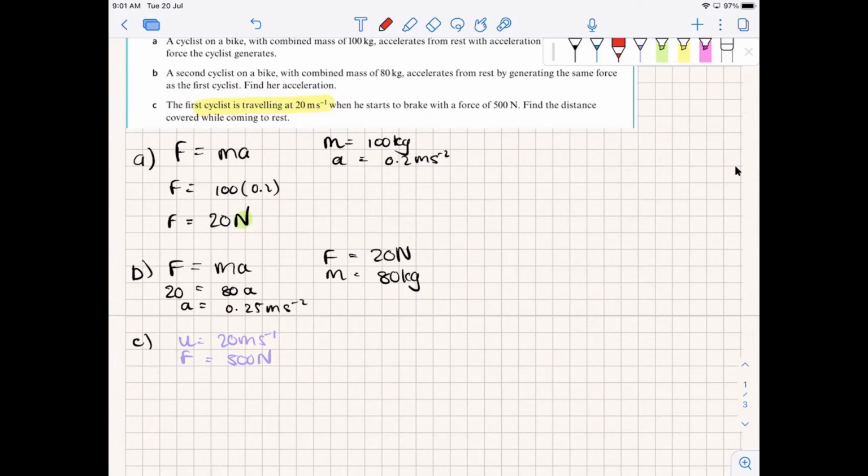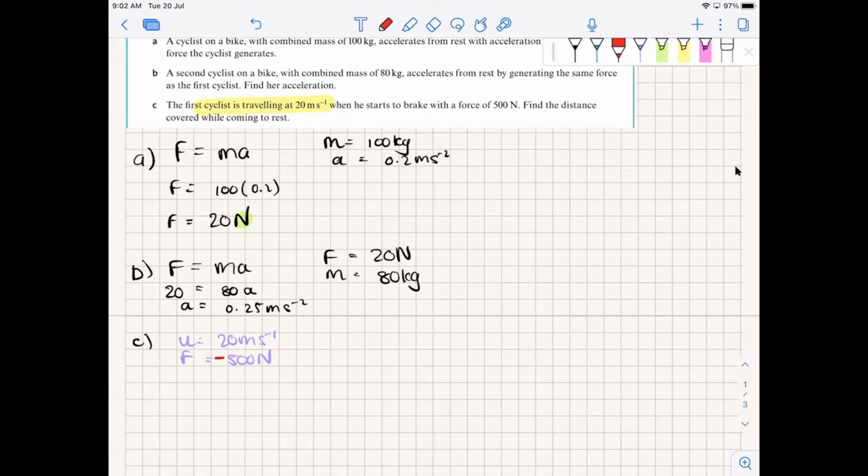Well, let's ignore the fact that there's friction, right? We have a braking force. Is the braking force happening in the direction of motion or against it? It's against it. And so what is my force then? Very importantly, the force is minus 500 newtons because the force is happening in the opposite direction to motion.